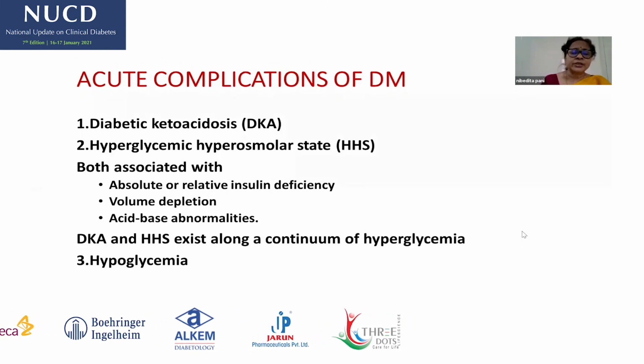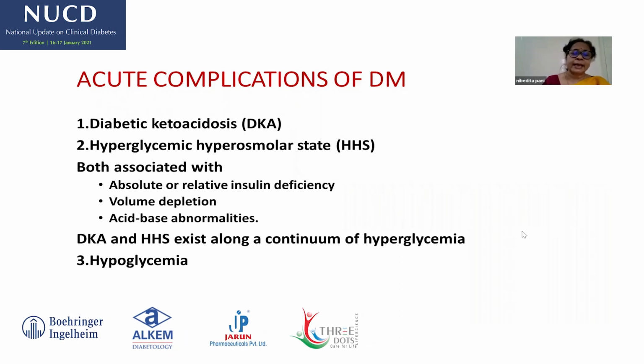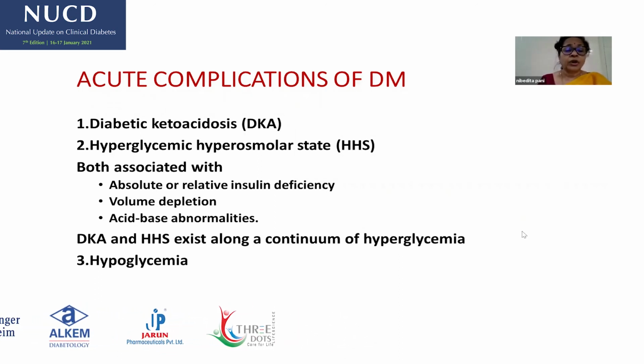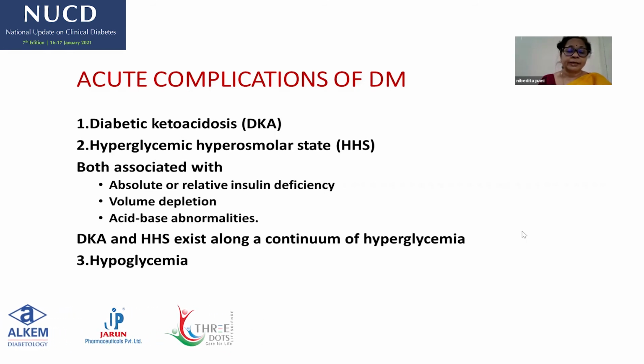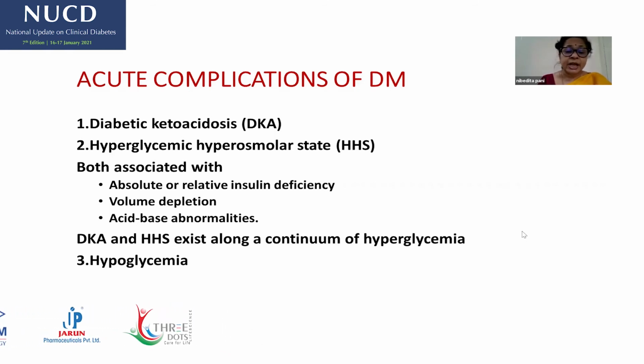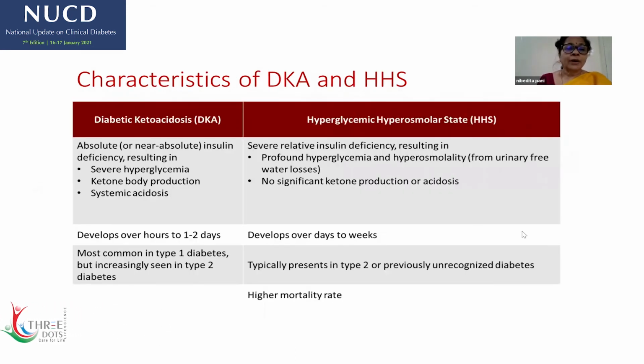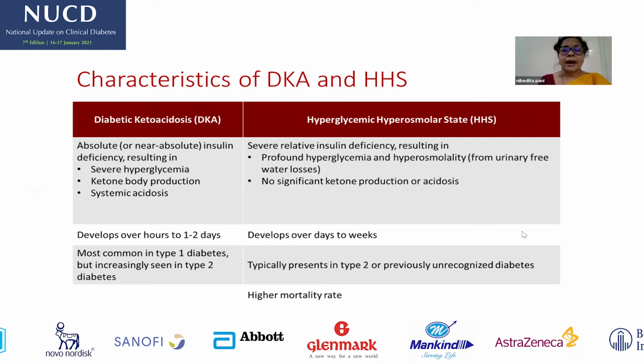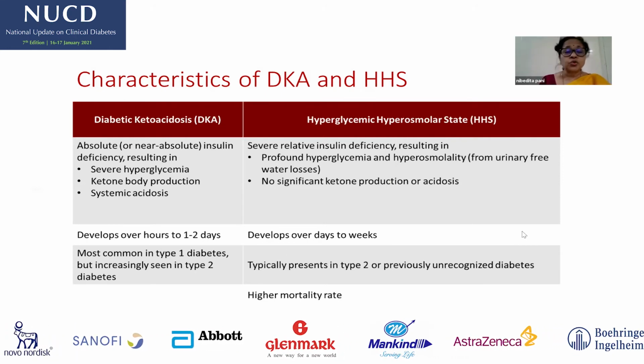What are the acute complications of diabetes mellitus? As you know, DKA and HHS, both associated with absolute or relative insulin deficiency, volume depletion, and acid-base abnormality. DKA and HHS exist along a continuum of hyperglycemia. Another complication is hypoglycemia. So what are the characteristics of DKA and HHS? Generally, DKA develops over hours to 1 to 2 days and HHS develops over days to weeks.